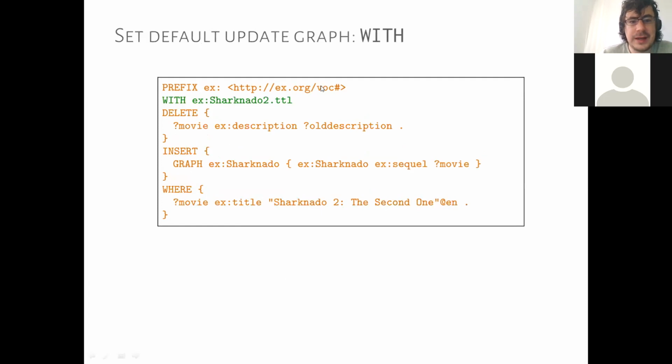If we want to work within one particular graph, rather than naming it every time, we can use WITH. So WITH essentially says: use this default graph, and every time we don't explicitly mention a graph, assume that this named graph is the one we're referring to. So in this query, when we do the WHERE, we're going to do it within this named graph. And when we do the DELETE, we're also going to do it within this named graph. However, when we do the INSERT, since we explicitly name a different graph, we're going to do it in that graph rather.